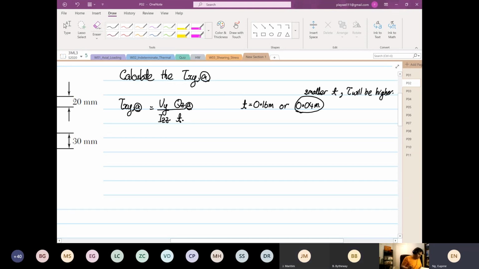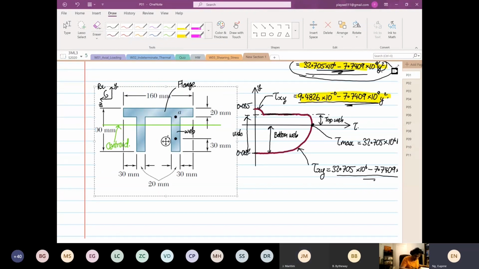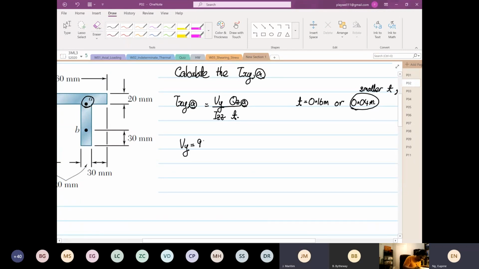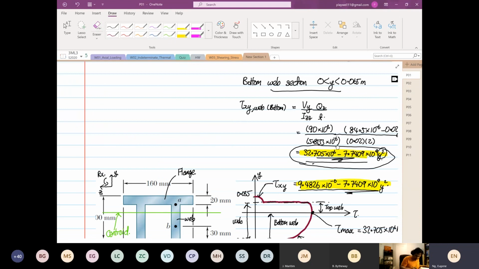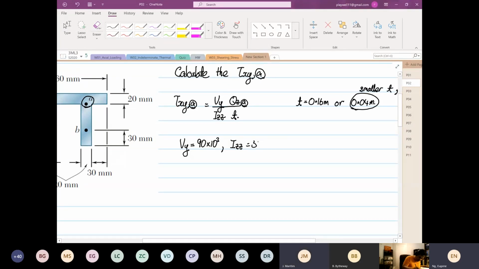So if we go back to our Vy, so I'm trying to get my notes, can someone tell me what's our Vy value, please? Vy is equal to what? Is equal to 90. Okay, 90 times 10 to the power 3. And then Izz, if we look at Izz is 5.8133 times 10 to the power minus 6 meter to the power 4.